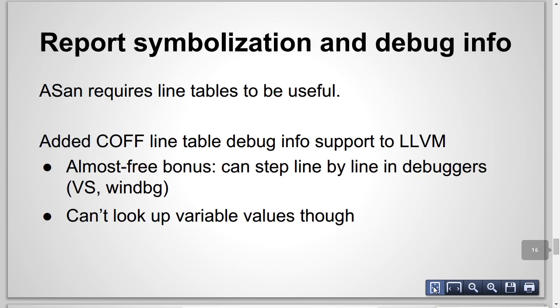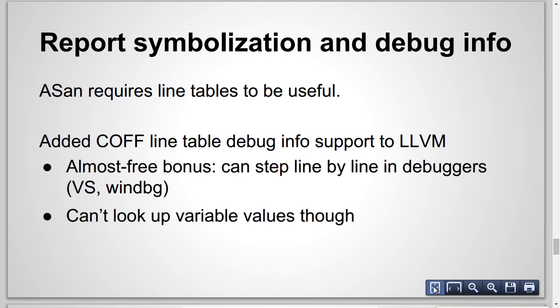One other thing I'd like to talk about is debug info. ASan reports are next to useless without file names, line numbers, function names. And LLVM wasn't doing a very good job on that front when we started. So as part of the project, we had to add a generator for minimal line table to the COFF object writer in LLVM. And it pretty much works now.